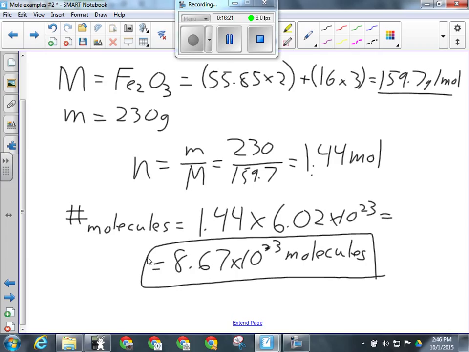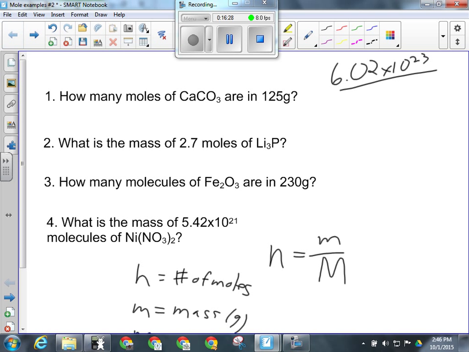Questions on number 3? Okay, how many people have done number 4? All right, I'll give you a few more minutes on that one. Number 4 also asks about molecules, or actually gives you molecules, so you're probably going to be using Avogadro's number again.